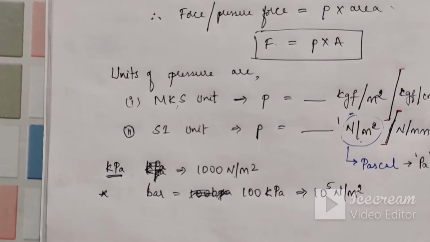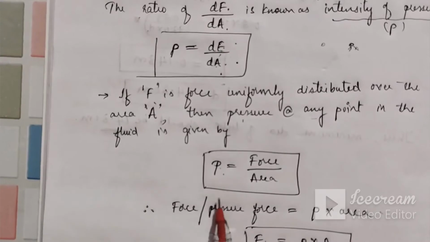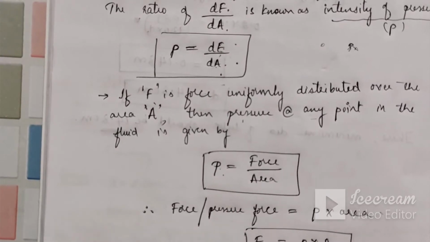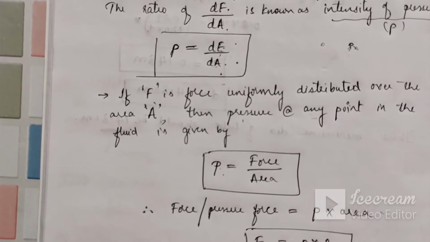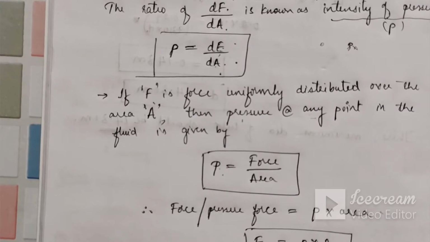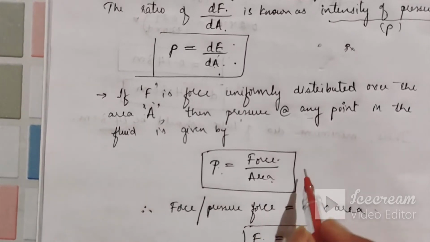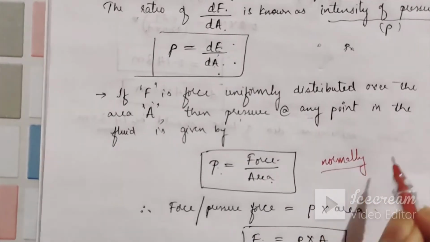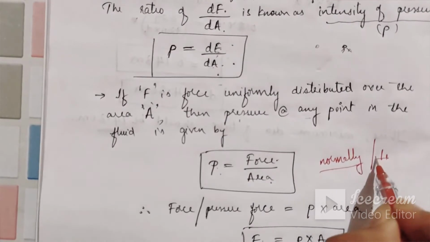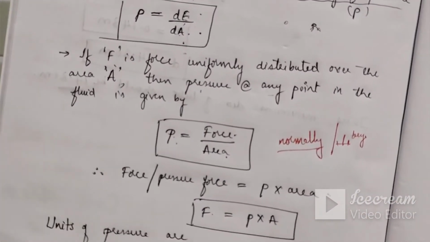So this was about the fluid pressure at a point. What mainly do we have to remember? We have to remember that pressure in a fluid is equal to force by area, and that this force is acting on the area normally, or perpendicularly.